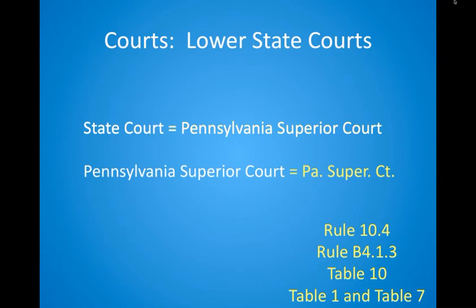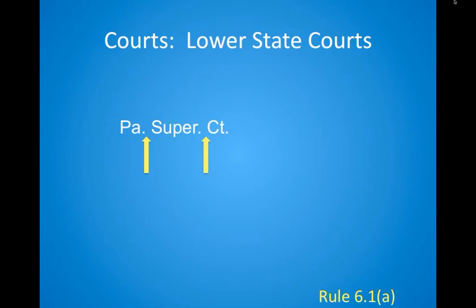Pennsylvania would become capital P, lowercase a, period, and Superior Court would become capital S, lowercase u-p-e-r, period, space, capital C, lowercase t, period. Use a space between each one of these abbreviations. We use a space because the abbreviations contain more than one letter.